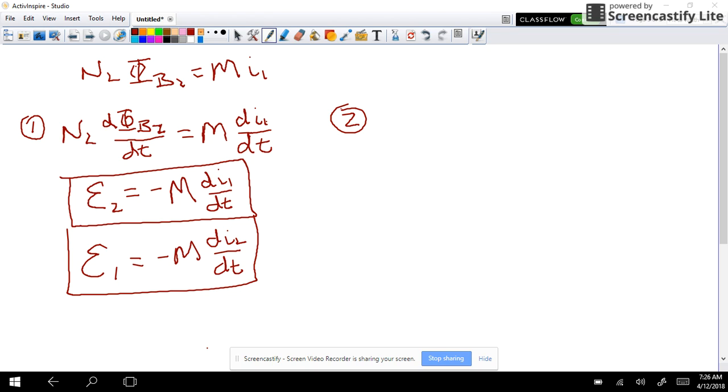I'm going to move on to the second thing that we can do with this equation now, and that is solve for the mutual inductance. We can use this equation to figure out what the mutual inductance is and figure out a number for it. I'm going to just solve this for M right here. You can divide both sides by I1. This is going to be N2 phi B2 over I1. So if I know what the number of turns in coil 2 is, the current in coil 1, and the magnetic flux in coil 2, I can calculate this mutual inductance.